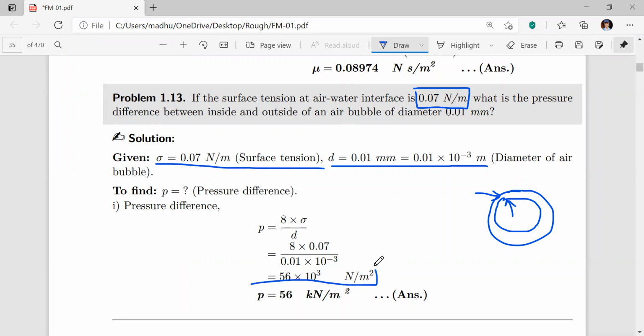So this is the pressure inside the bubble, 56 into 10 to the power of 3 Newton per meter square, or 56 kilonewton per meter square. This is what we call the gauge pressure. Outside pressure is taken as 0 gauge pressure. We do not take absolute pressure. Gauge pressure means that when a measuring device measures atmospheric pressure, it shows 0, which means zero gauge pressure. That is the standard reference value we have taken, and we call it gauge pressure. Gauge pressure is nothing but 0 for the atmospheric pressure. So outside is 0 and inside is 56 kilonewton per meter square.